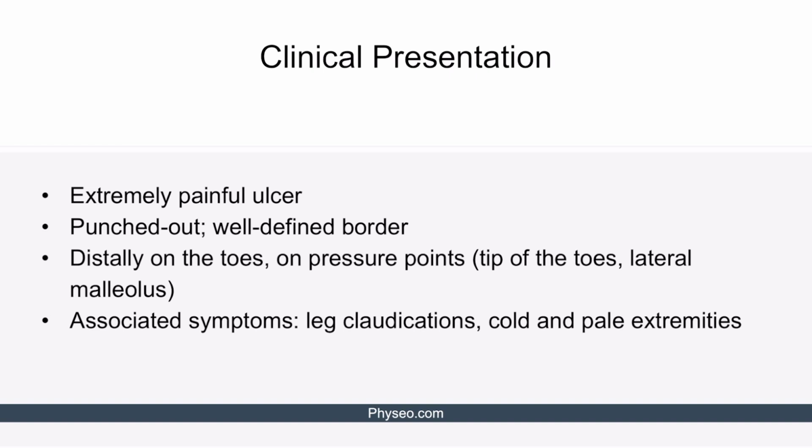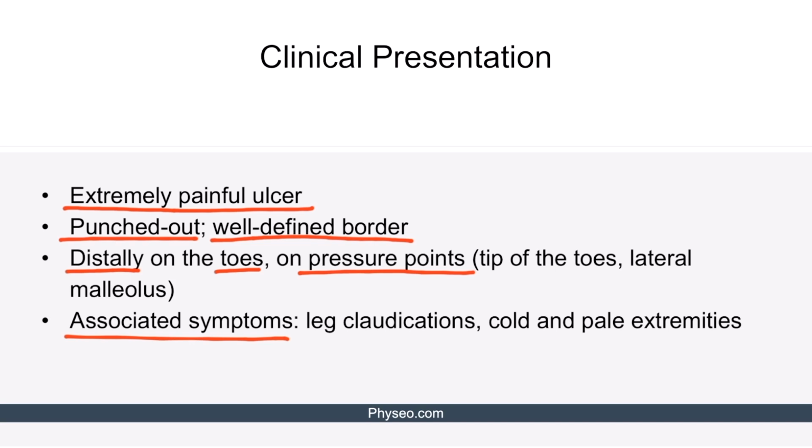When arterial ulcers present, they are extremely painful. Now, these ulcers appear punched out with well-defined borders, and they're usually present distally on the toes, especially on pressure points, such as the tip of the toes and the lateral malleolus. And it's very important to learn the classical locations of the different ulcers, as it's a high-yield concept commonly tested on the boards. Associated symptoms that could be present in patients alongside the ulcers are symptoms of peripheral artery disease and include leg claudications and cold and pale extremities due to the decreased blood flow.